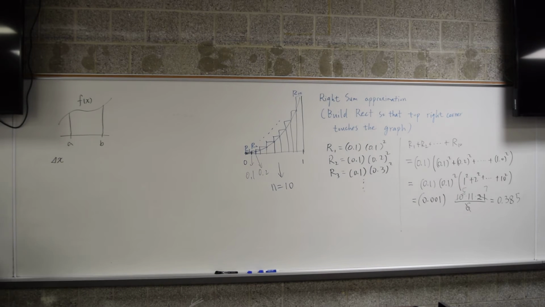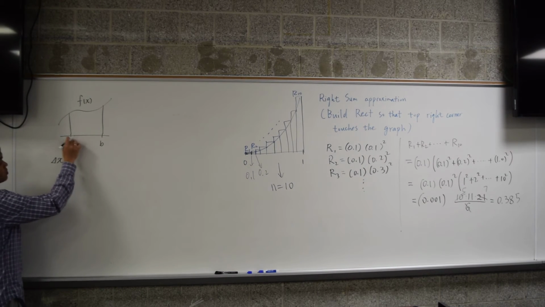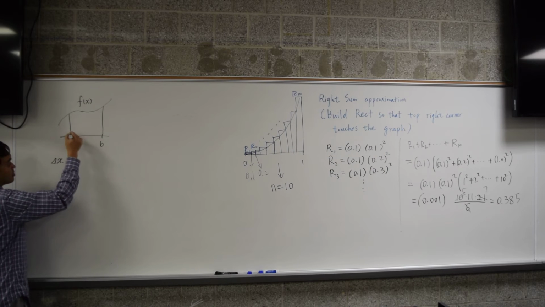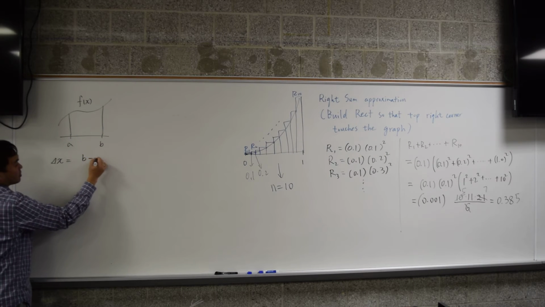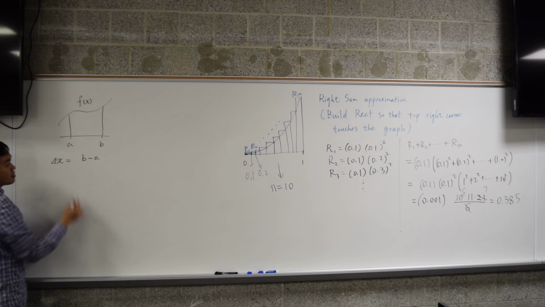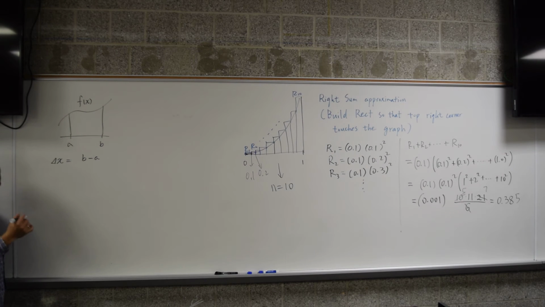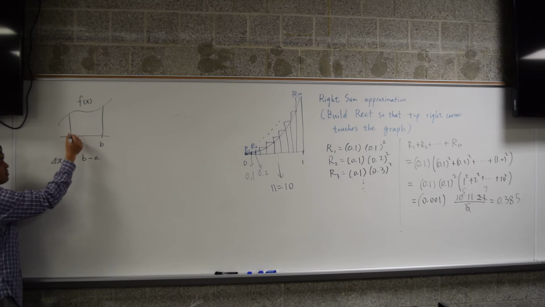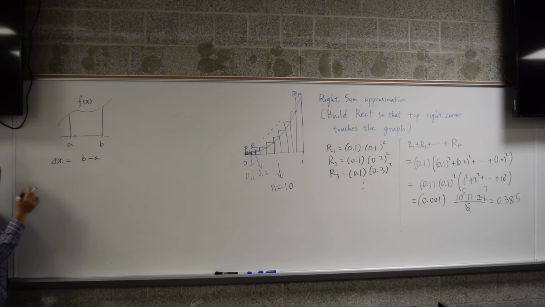How would you get the base length? Well, you have the total length. What's this length? B minus A. If you subtract the two, you're going to get this length. And if you have n rectangles, how do you get the base length of one rectangle? Divide by n.